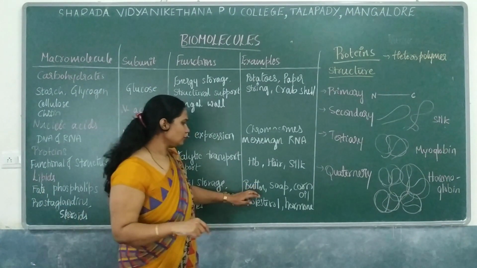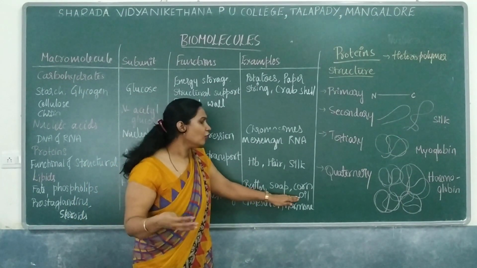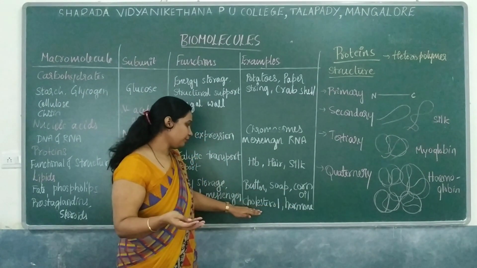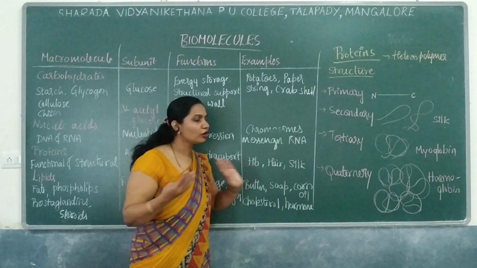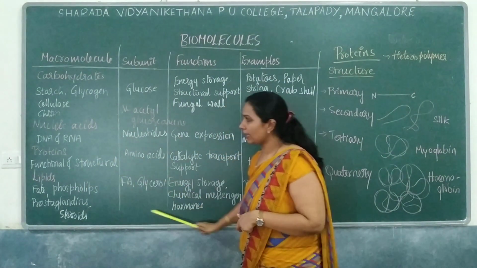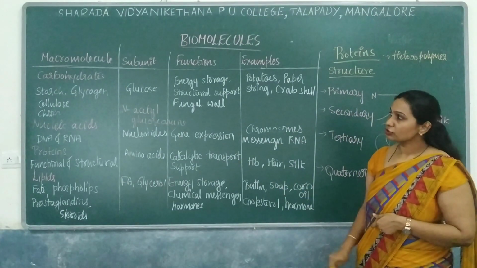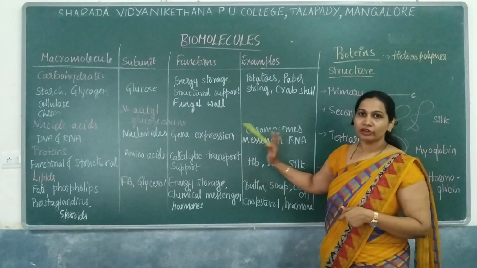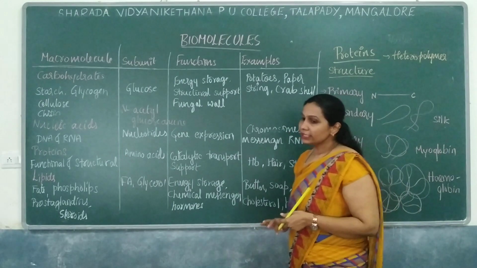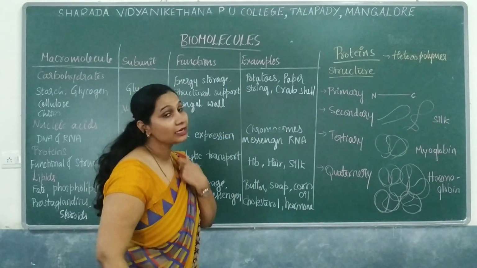So next, as you know, butter is consisting of lipid, soap is consisting of lipid, corn oil is consisting of lipid, cholesterol is nothing but a lipid, hormone is a lipid. So this is one of the very important charts. You can just take a snapshot of this, so that it will be easy for your NEET exams. Okay. So next we'll move on to the next macromolecule, that is a protein.